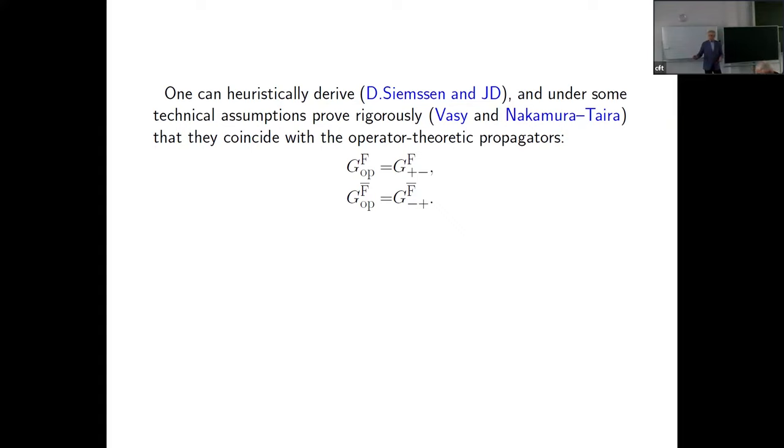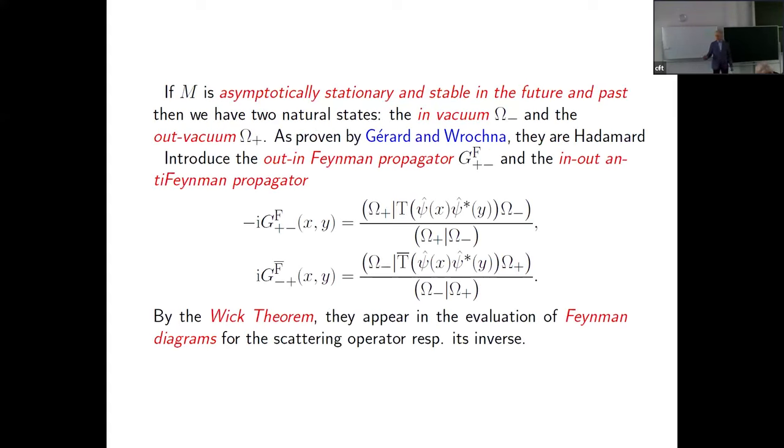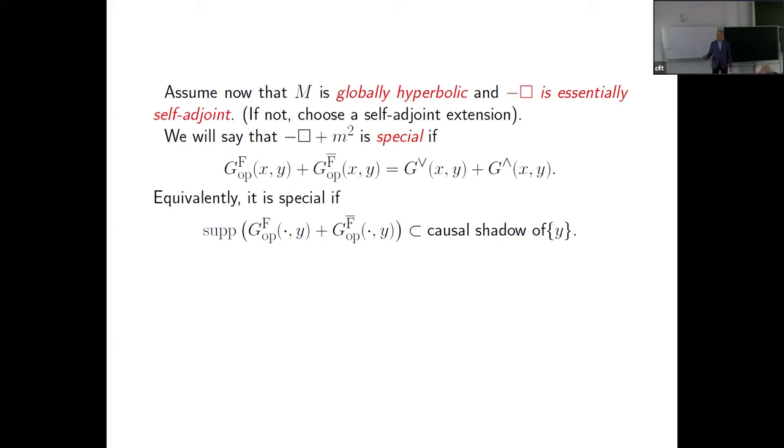the in-out. So here I have a terminological problem. In is in the past and out is in the future, so it's actually not clear how to call this. But now let me introduce a definition. As you remember, there was this identity which I liked in the Minkowski case. Now I will say that the Klein-Gordon operator is special if this identity holds. Special is just a word.